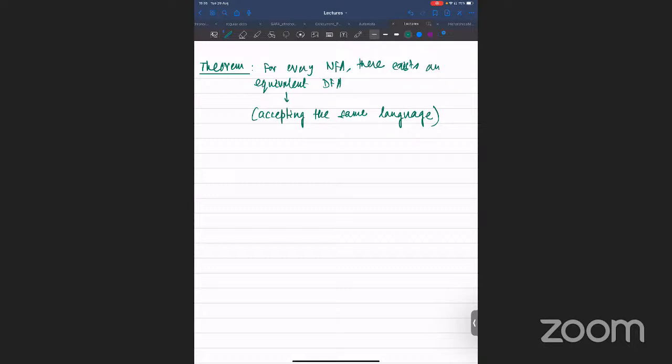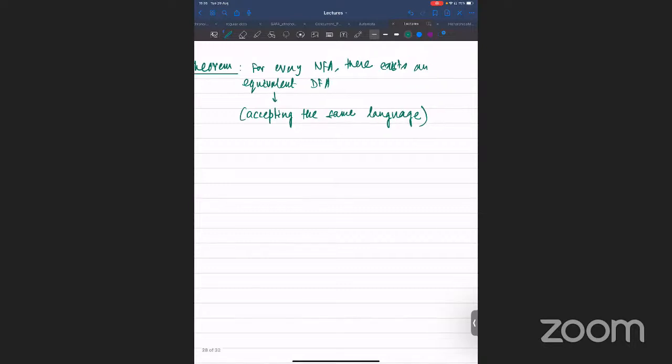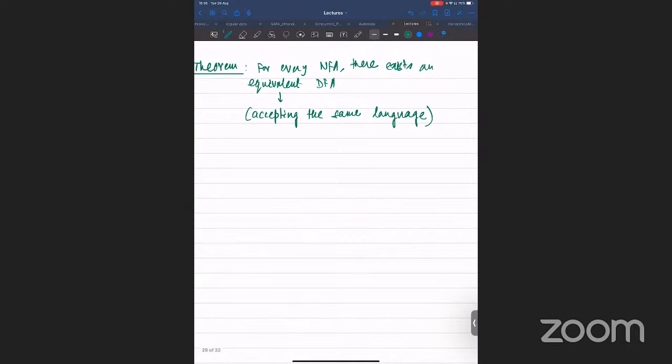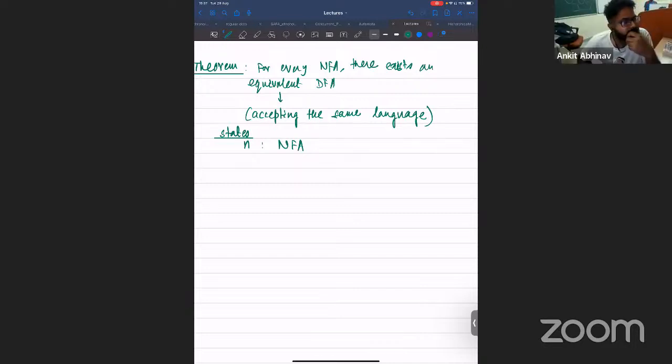Now, what is the size of the DFA? Suppose there are n states in the NFA. How many states do we get in the DFA because of the subset construction, Ankit? Because of the subset construction, how many states do we end up with? Sorry? I'm not able to visualize it actually.